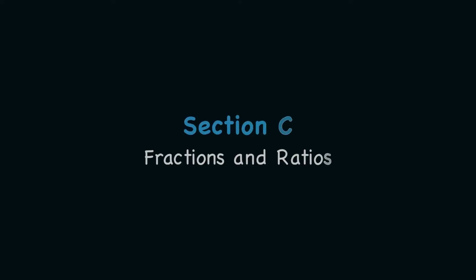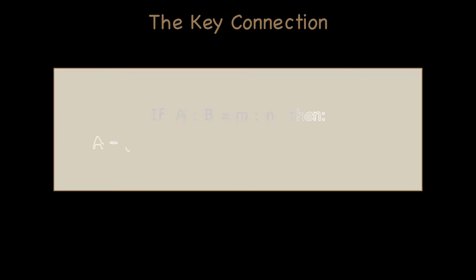Section C, Fractions and Ratios. Section C is all about the connection between fractions and ratios. Here's the key rule. If A to B equals M to N, then A equals M over N times B, and B equals N over M times A. This is incredibly useful for solving word problems.